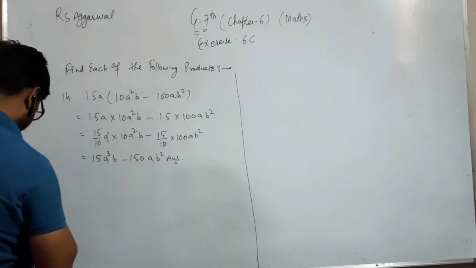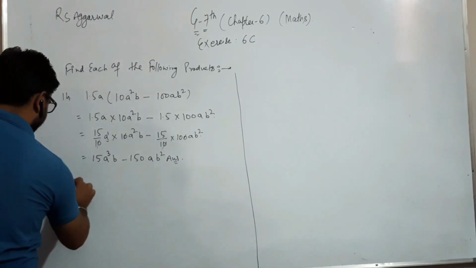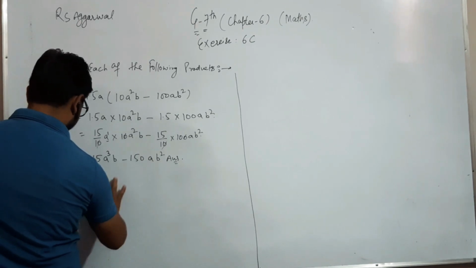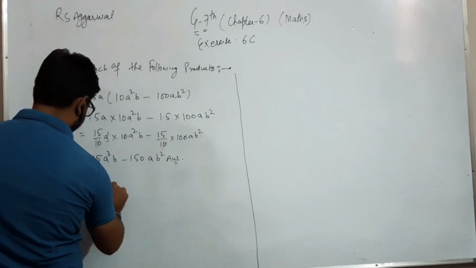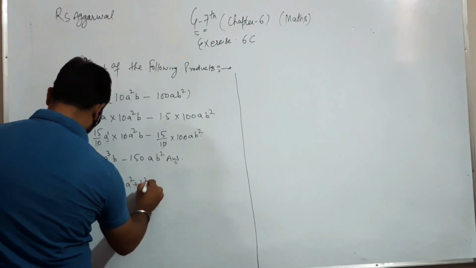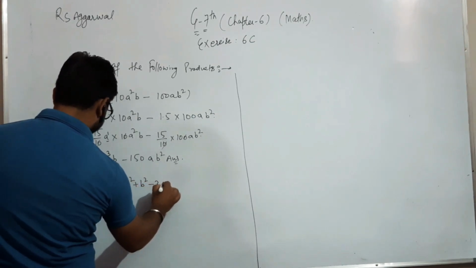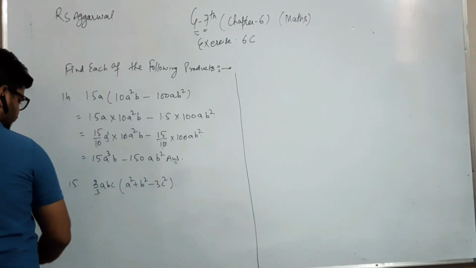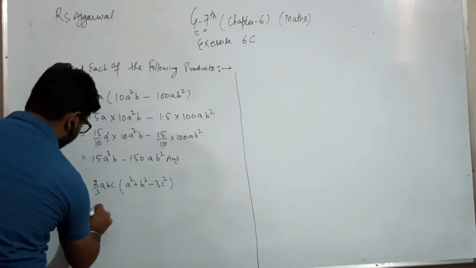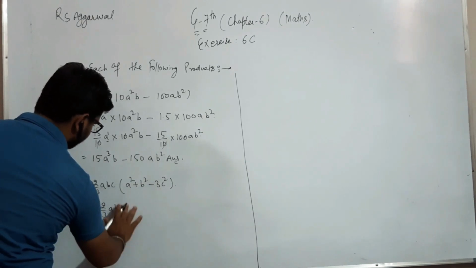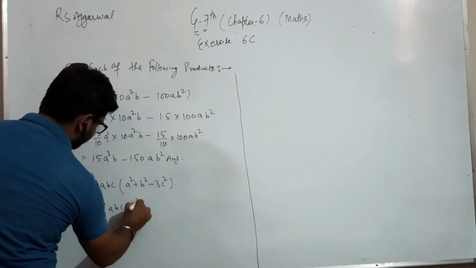Next we are doing question number 15 of this same 6A exercise. This is 2 by 3 a b c, then a raised to power 2 plus b raised to power 2 minus 3c raised to power 2. This is the question. The same question, we first multiply with 2 by 3 a b c into, first we multiply with a raised to power 2.